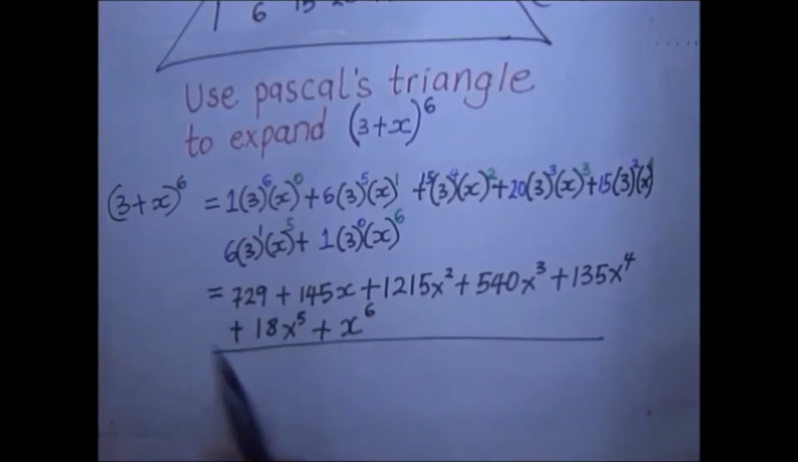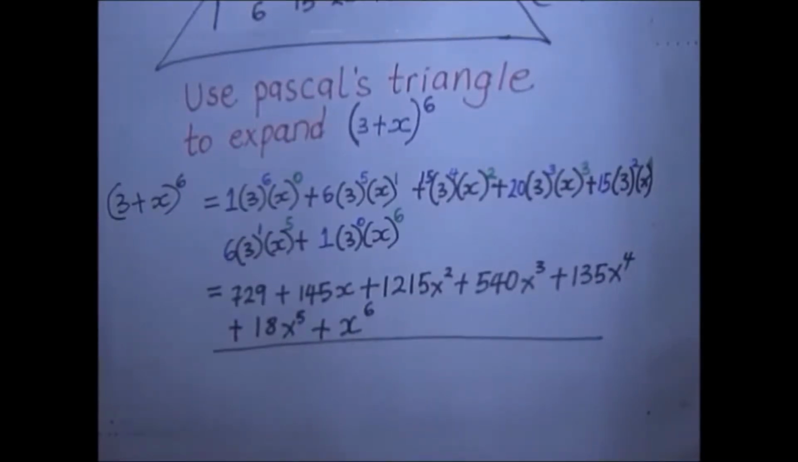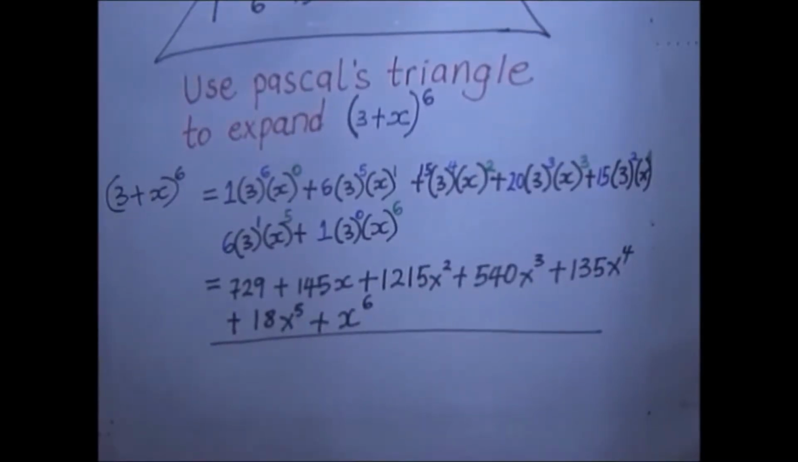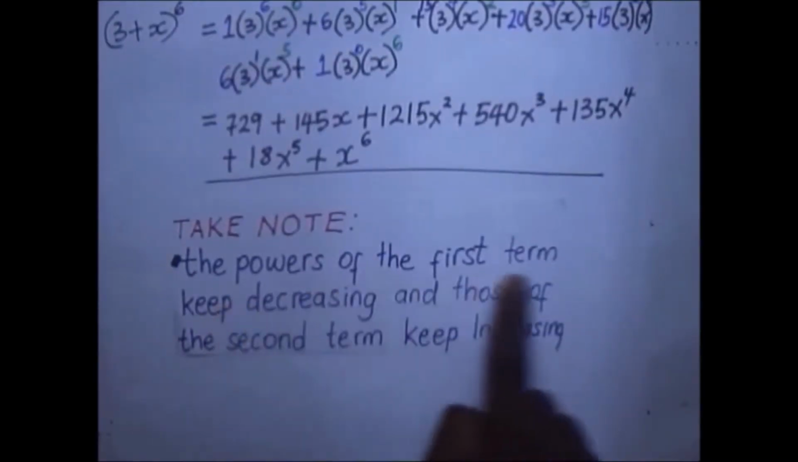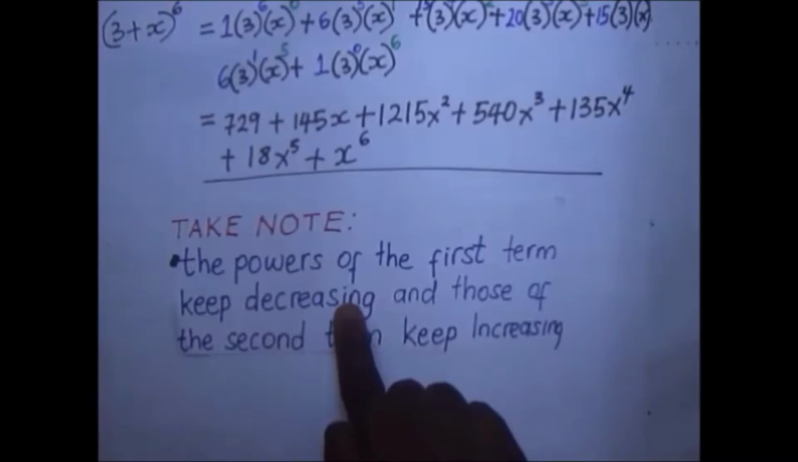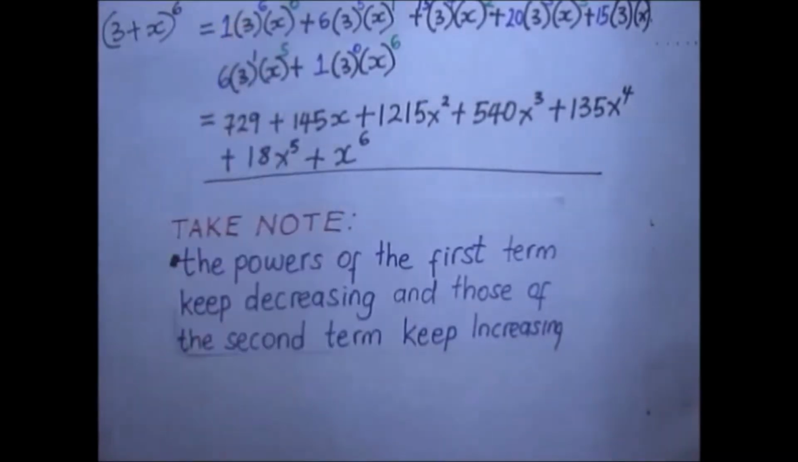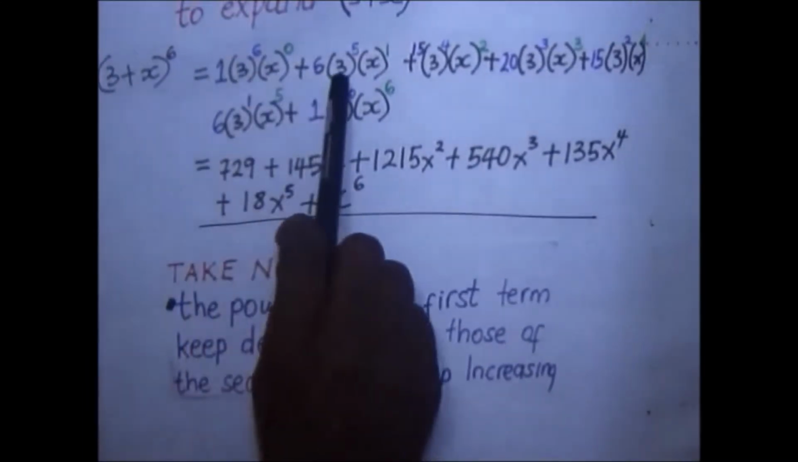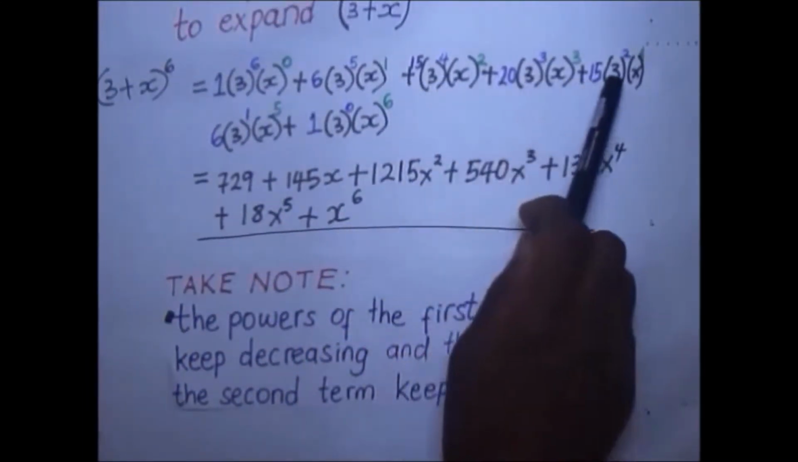And so this is the expansion of 3 plus x to the power 6. And that's the answer. As simple as that. So in our expansion there, I want you to take note of this: the powers of the first term keep decreasing. This is the first term. The powers keep decreasing from 6 to 5 to 4 to 3 to 2 to 1.